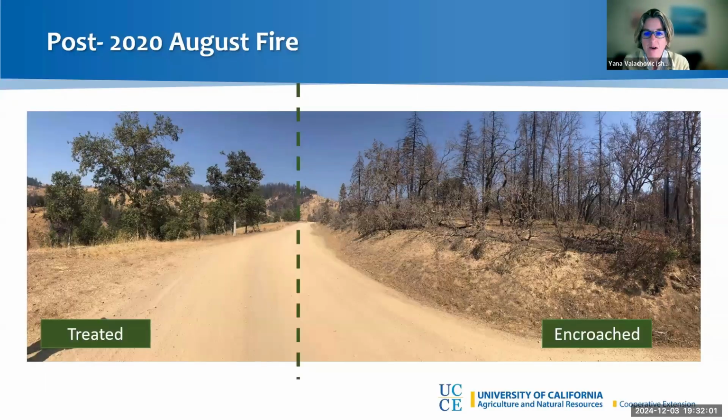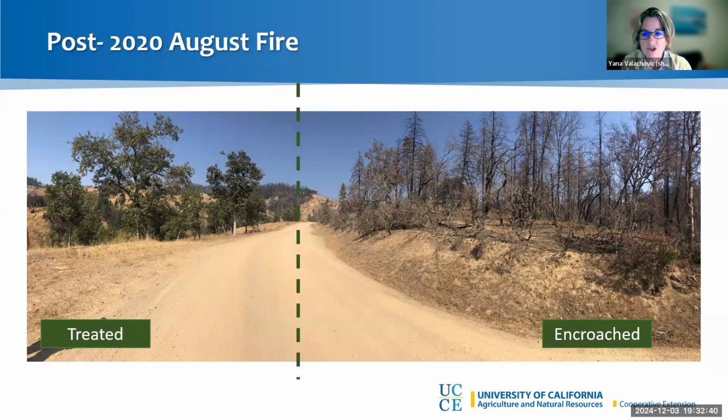And so when we got there, this picture really told the story. So on the left-hand side, you can see an area where there had been removal of conifers. On the right-hand side is an area where there had been no interventions, and there was a lot of conifer encroachment. Both sides also had this manzanita encroachment, so you can see these dead stems of manzanita. And so when the fire burned through, it burned really hot on the encroached side, and it didn't burn that hot on the treated side.